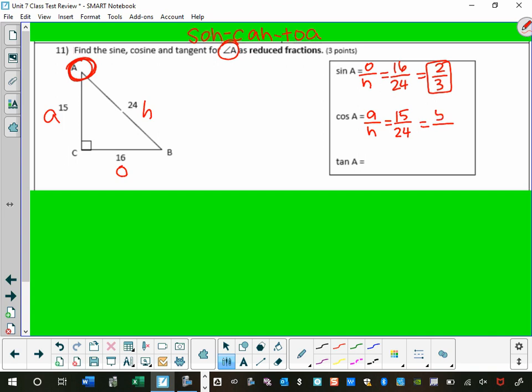Try 5 over 16. Alright, let's look at tangent. For tangent, I need opposite over adjacent.